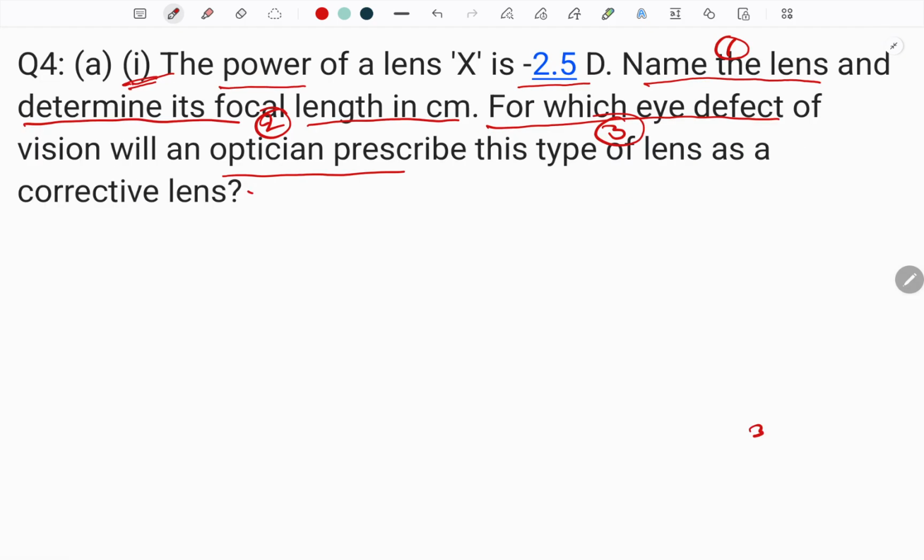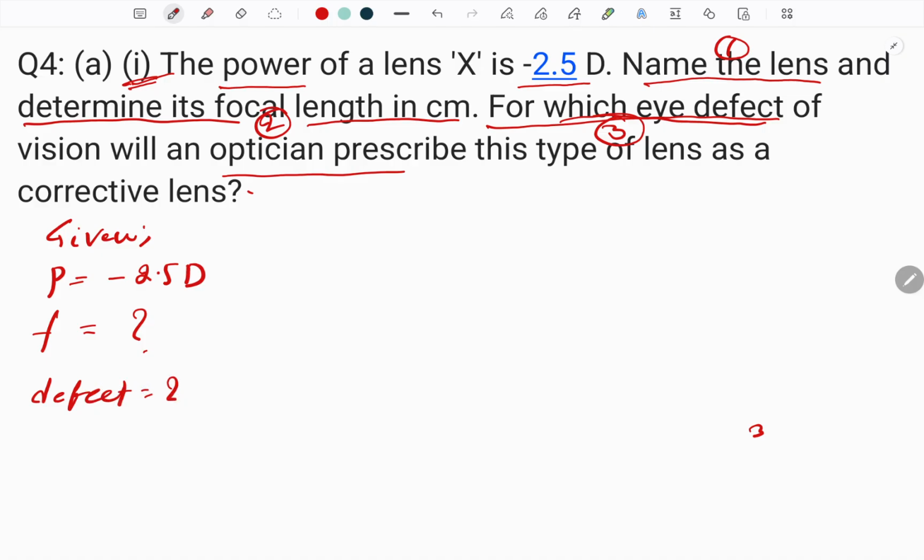So my dear friends, let us solve the first part of this question. First, let us write the given data. The focal power of the lens, P, is given as minus 2.5 D. With this, we have to name the lens and determine the focal length. After that, we have to find out for which defect of the eye it is prescribed. That is the defect we have to identify.